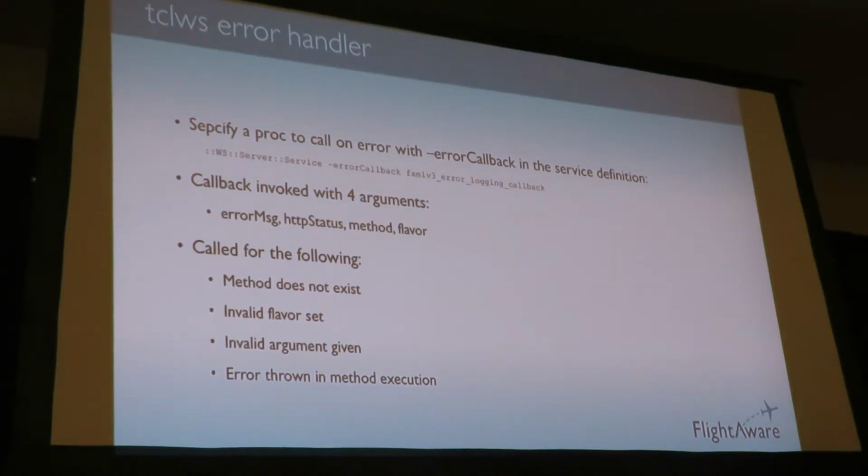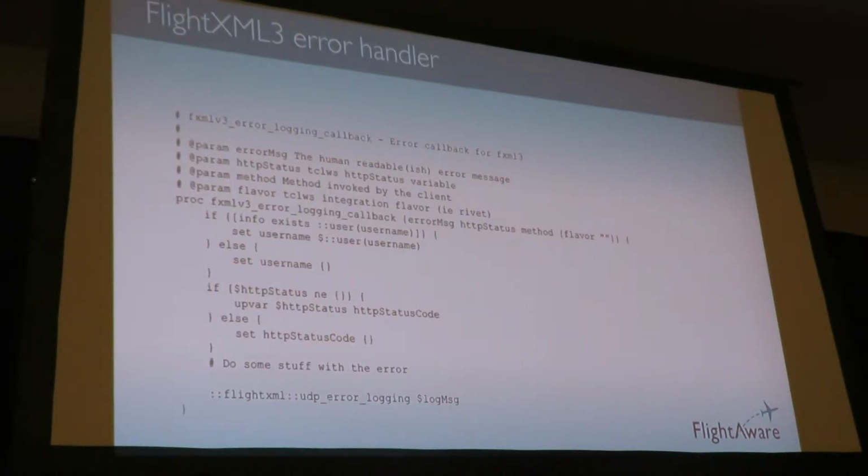The callbacks can be called with potentially 4 arguments. The last one, flavor, is optional. If your method doesn't exist, or if it's an invalid flavor, if the user gives an invalid argument when making the request, or if you've thrown some error in the actual body execution of your method, then the error callback will be invoked. This is just an example of how we're handling it in FlightXML 3. I didn't include the specifics on how we look at each. We have groupings of errors. But that's all there is to that, really.